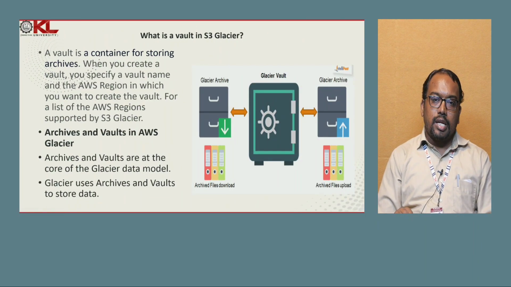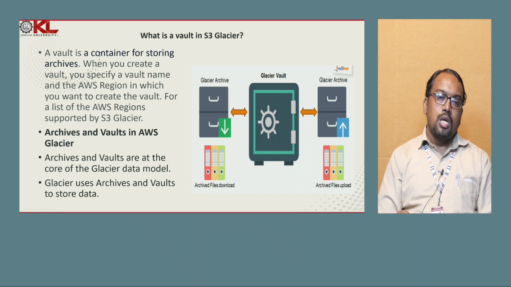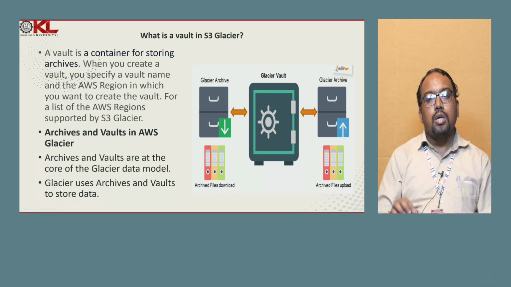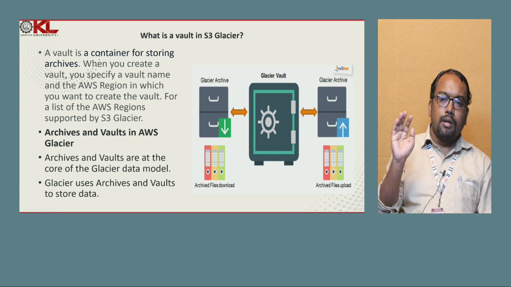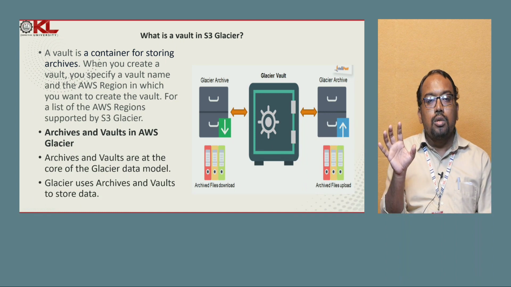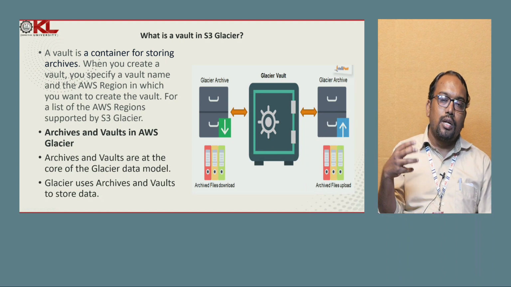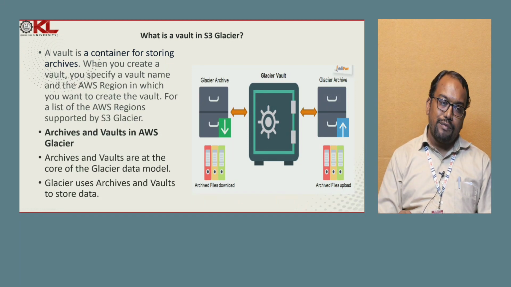What is a vault of S3-GLACIER? Again, a vault is a container for storing archives. When you create a vault, you can specify the vault name and the AWS region in which you want to create the vault, from the list of AWS regions that support S3-GLACIER. Archiving and vault in AWS Glacier: whenever you want to store secret data, we will create a vault. A vault is like a secret place inside the database, for data which we don't want to retrieve often, or want kept secret in the database. So we will be using a Glacier vault.